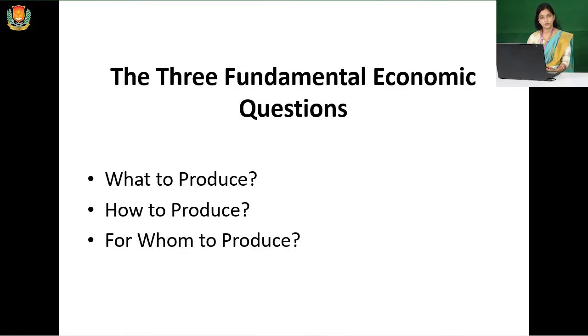The second one is how to produce. What production process should be opted for, what is the production function, what ratio of capital and labor should be opted for, so that you can minimize the cost and maximize the profit. And the last question is for whom to produce. Who are the customers of your goods? Who is the consumer of your finished goods, and who will consume your goods? By the help of market research, you can know the answers to these questions.